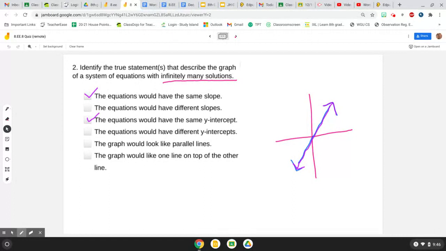The graph would look like parallel lines. I don't see parallel lines. I see 2 lines on top of each other. The next one says the graph would look like one line on top of the other line. Okay, that's what makes sense. They're not parallel because that means they would never intersect. And here they're intersecting at every single point. So these are the ones that should be selected. You need to make sure that you are explaining why that makes sense, or showing me this picture of why it makes sense. Okay, let's move on.